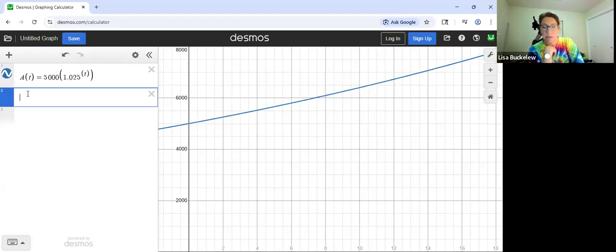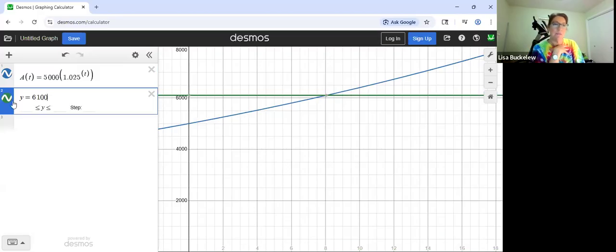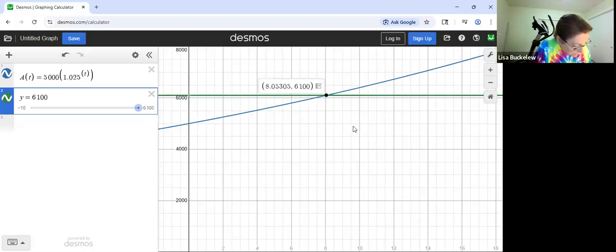So just go to the second line, because that's an output value, so it's a y value, and type y equals 6,100. Rather than put it on this side of the equation, just put it in a separate line and then find the point where it crosses the curve. There, look at that: 8.053, something or other. So it is the same number that we got when we did it with algebra. Whichever one makes more sense to you, that's what we can do.